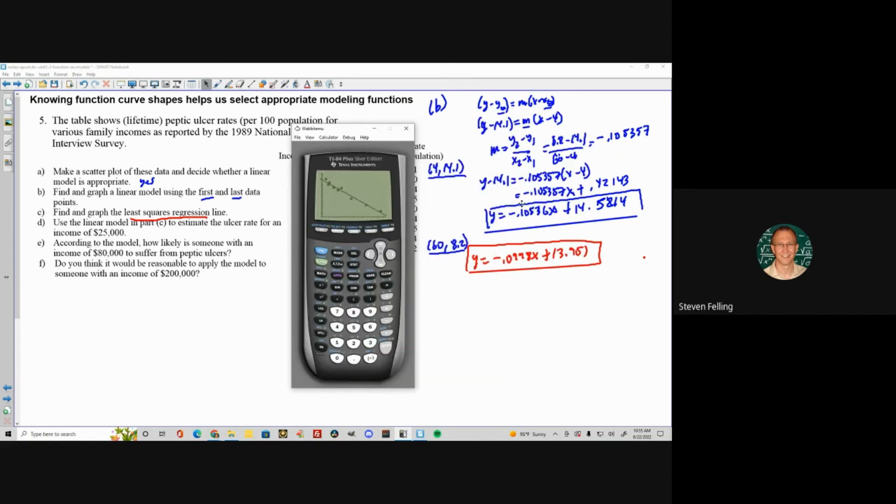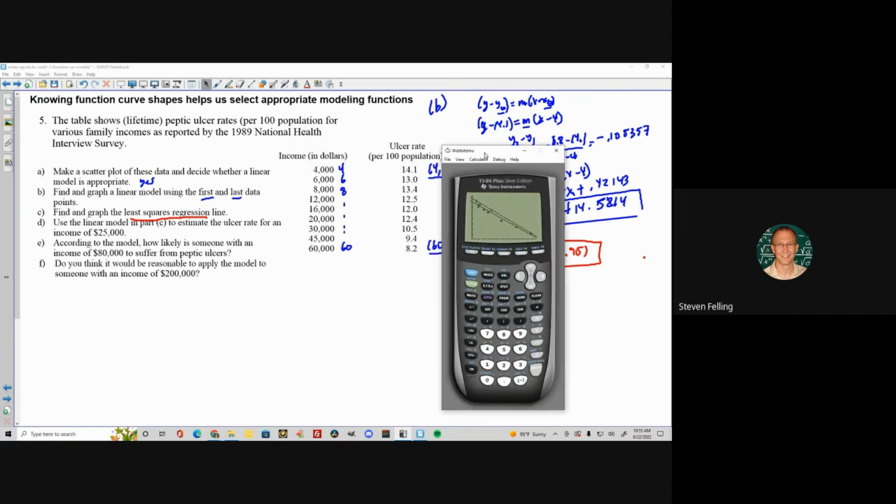But if I manually enter in y2 the line we calculated by hand, which is negative 0.10536x plus 14.5814, and then I redisplay this, there's the line of best fit, but here's the line we came up with that just specifically goes through the endpoints. So if you just use 2 points, you're going to get something that's accurate for those 2 points, but not for the entire data set necessarily, which is why regression is kind of nice.